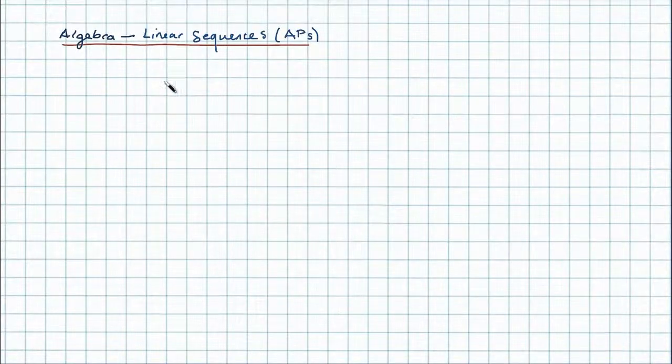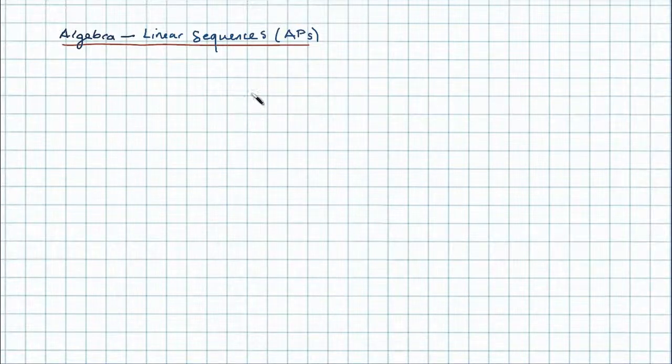Okay, so in this video we're going to look at linear sequences, and another word for linear sequences is arithmetic sequences or arithmetic progressions. So in brackets I've written APs here. But what we're going to see is that these are closely related to the functions and equations that we've been looking at so far.